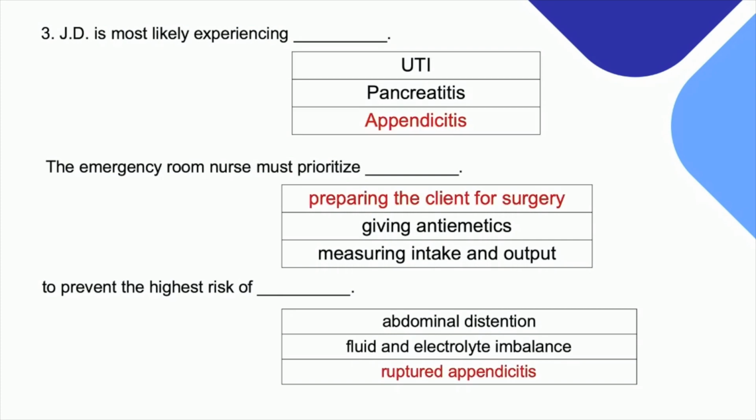And the correct choices here, you would have to pick these. Again, this could be a drag and drop, or it could be a drop down click. It depends on how they want to present it to you. But JD is most likely experiencing appendicitis. The emergency room nurse must prioritize preparing the client for surgery to prevent the highest risk of ruptured appendicitis. All right, guys. So this is another look at how NCLEX is changing. Are you prepared for it? Are you prepared for this exam? If you are not and you want to take it, get ready.